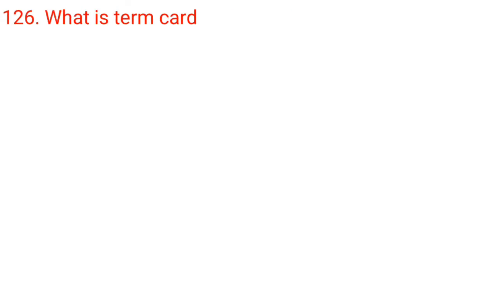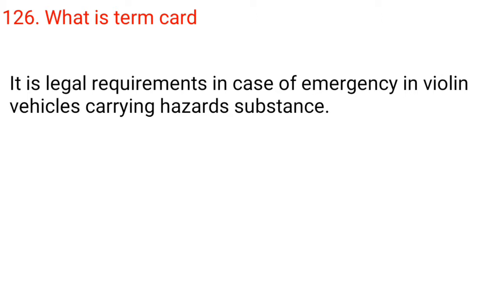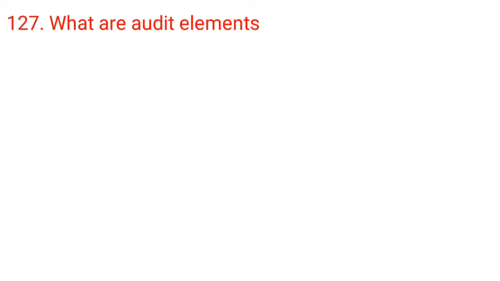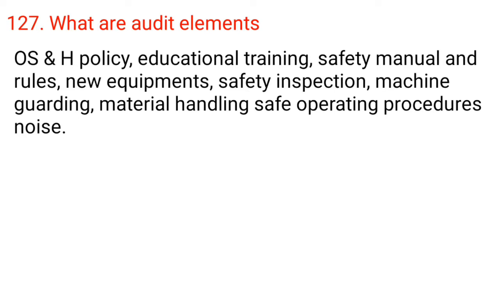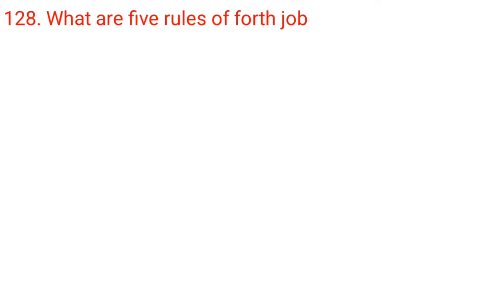126. What is TREM card? It is a legal requirement in case of emergency in vehicles carrying hazardous substances. 127. What are audit elements? OS&H policy, educational training, safety manual and rules, new equipments, safety inspection, machine guarding, material handling, safe operating procedures, noise.